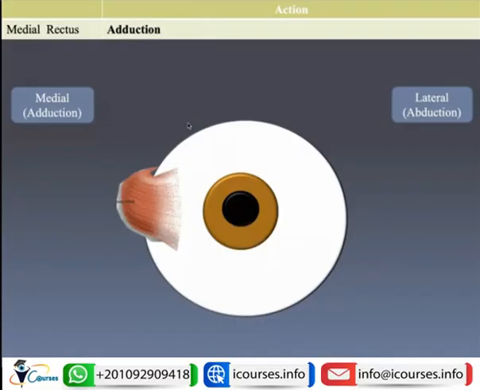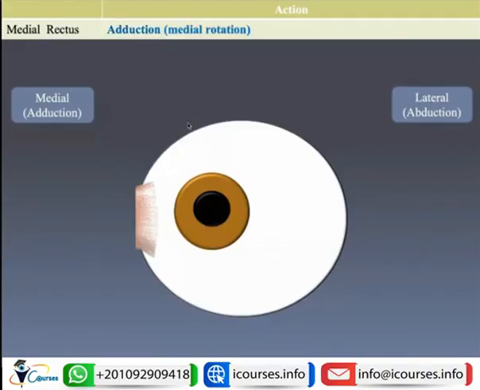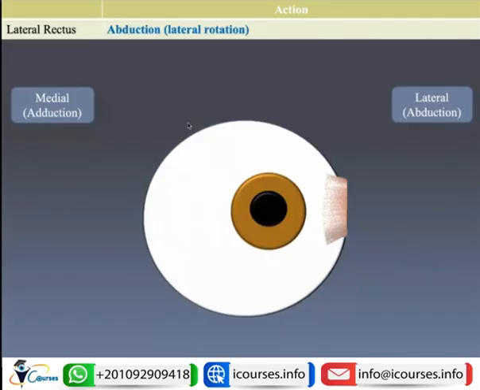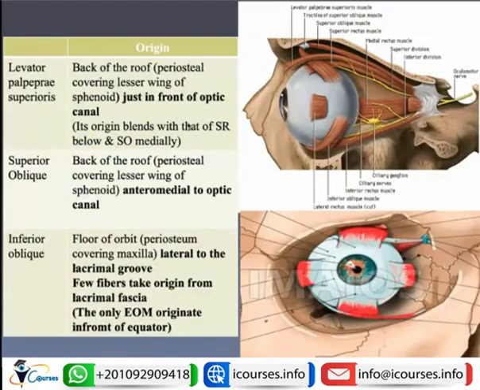Then we have two easy muscles, the medial rectus and the lateral rectus. The medial rectus just causes adduction, medial rotation, and the lateral rectus will cause abduction, lateral rotation. It's just as simple as this. So there will be no elevation or depression, no intorsion or extorsion. So we have now finished the action of the rectus muscles.